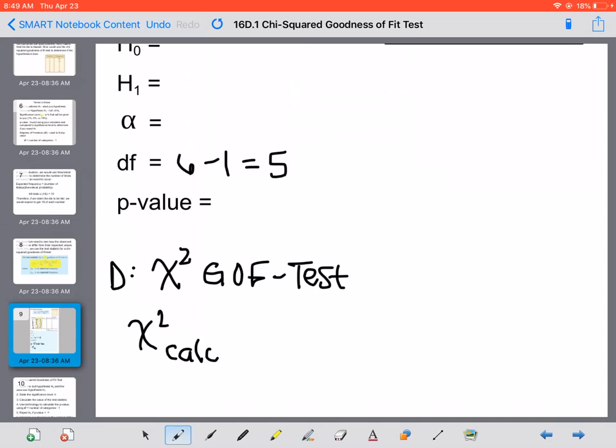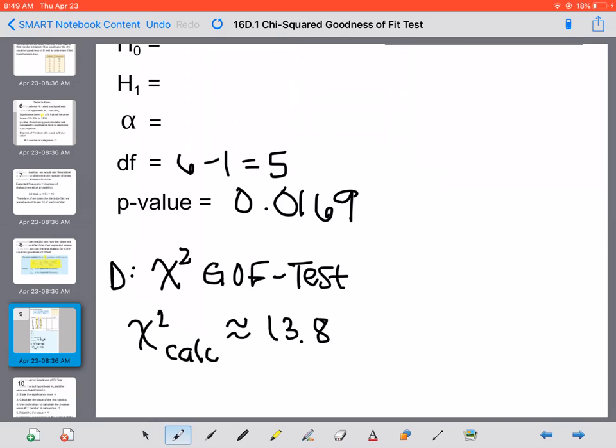And we find our chi-squared calc is roughly 13.8. And our p-value we find is 0.0169. Okay? Now the CNTRB, that stands for the contribution.